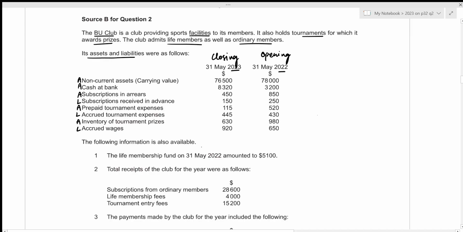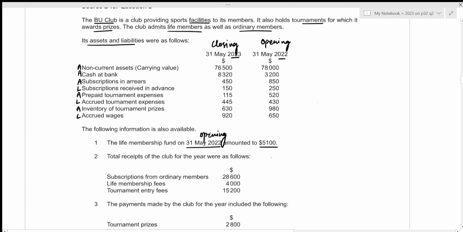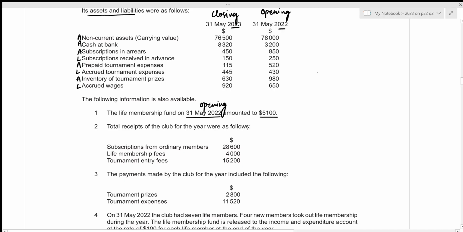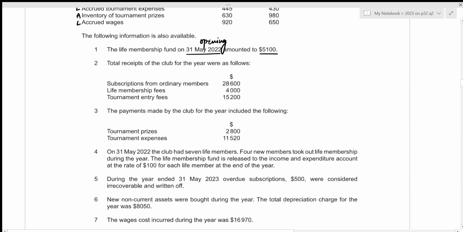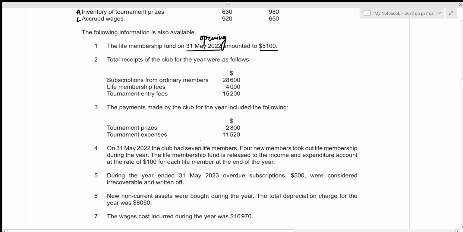Then the following information is also available. There is a life membership fund on 31st May 2022, which is the opening date, which amounted to 5,100. Then the total receipts at the club for the year was as follows. So we received 28,600 as part of the subscriptions. Then there's life membership fees as well as the tournament entry fees. The payments made by the club for the year included the following. We made the payments for tournament prizes and tournament expenses.